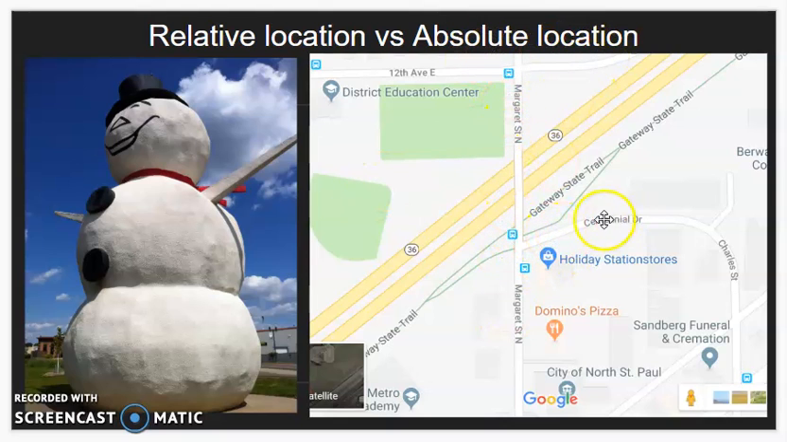That is right here. Here's Margaret. Here's Centennial Drive. It is one of these 3 or 2 corners here. That is absolute location. It is exact. They are both the same place. Margaret and Centennial Drive is where the snowman is at. 2 different ways of telling the same location. One is an estimate. One gives us exact. This is what we're going to work on today.